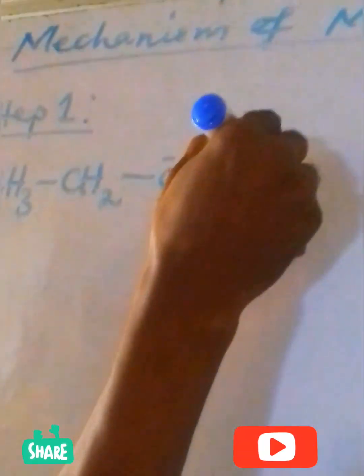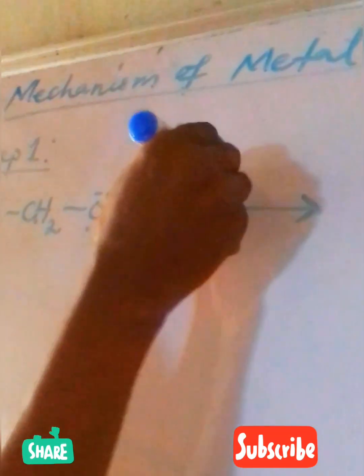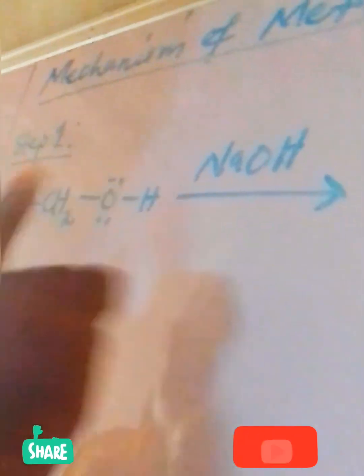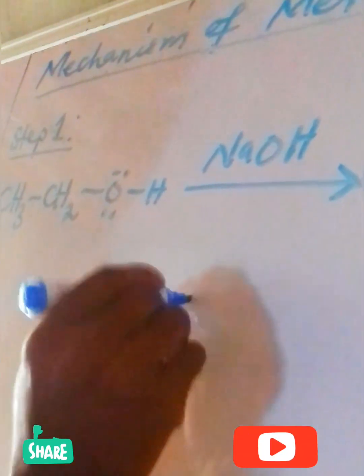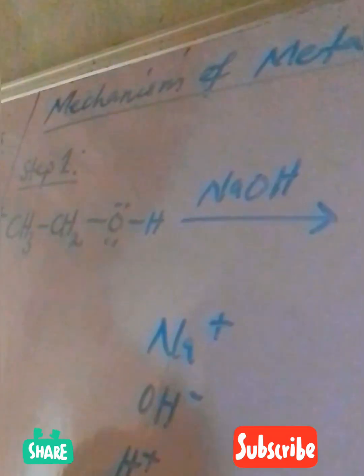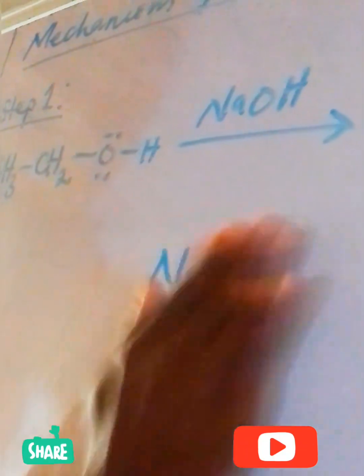in the presence of a base, sodium hydroxide. When in the presence of sodium hydroxide, sodium ion is formed, hydroxide ion is formed. In water, hydrogen ion is formed, and another hydroxide ion from water. So these are the ions that are formed. So, this is a strong base.